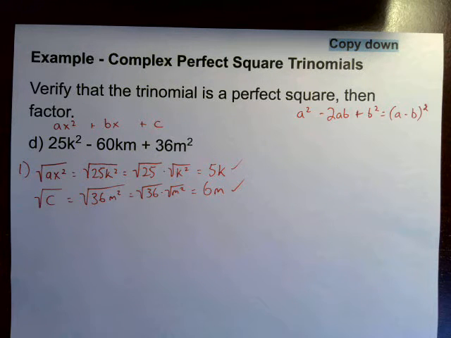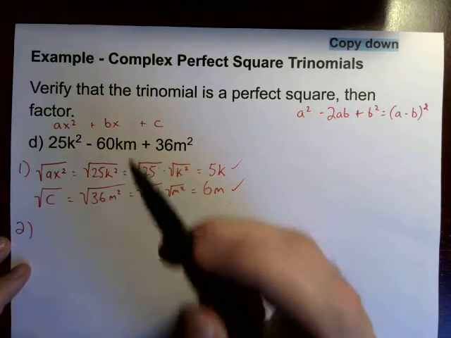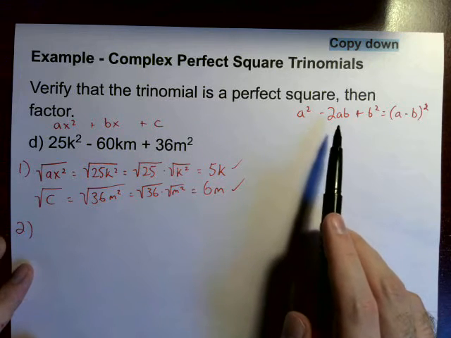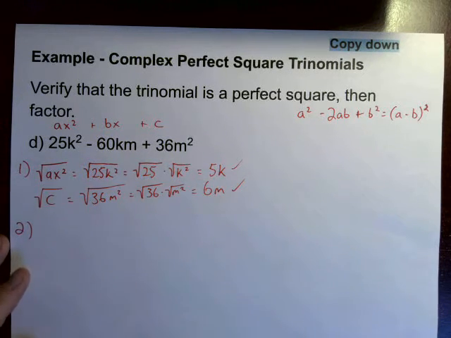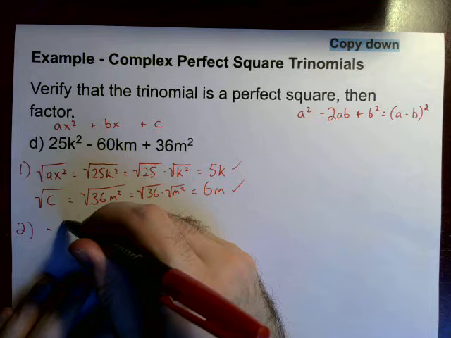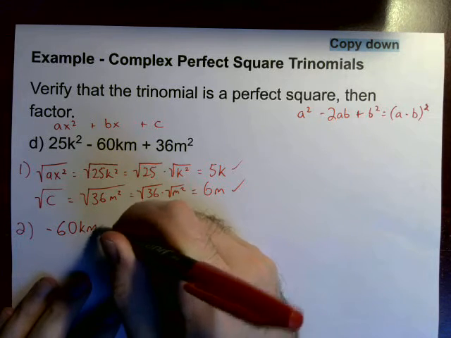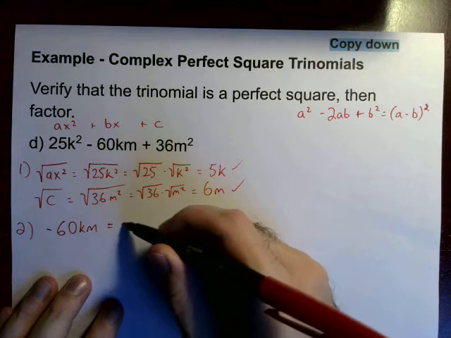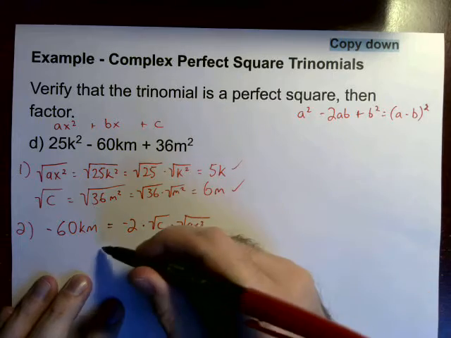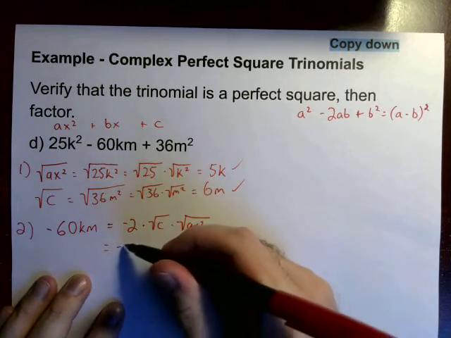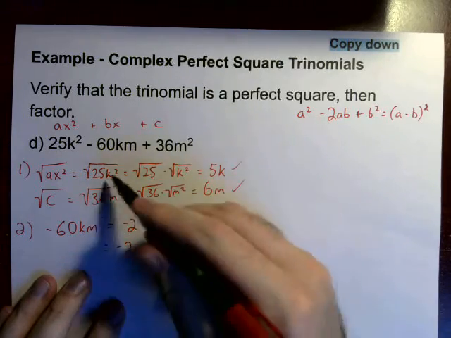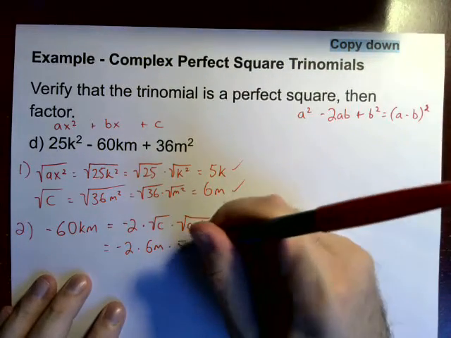And then the second part is we want to know if the middle term is equal to, because it's being subtracted here, it's negative, negative 2 times this term times that term. So let's see. Is negative 60 times k times m equal to negative 2 times the square root of c times the square root of ax squared? So this will be equal to negative 2, and then the square root of c was times 6m, times, what was this one, 5k.